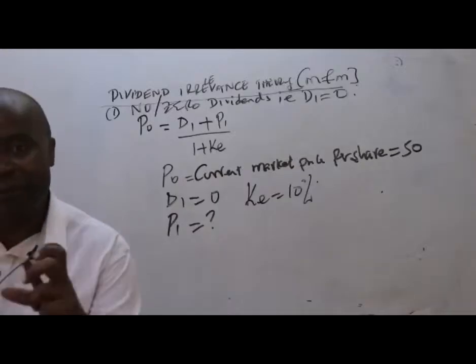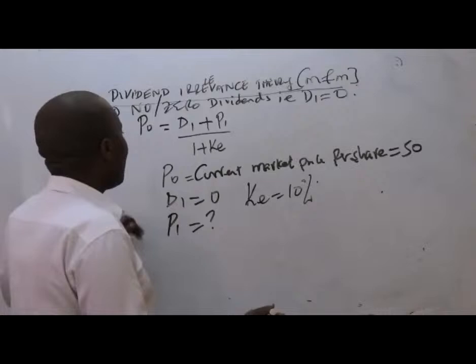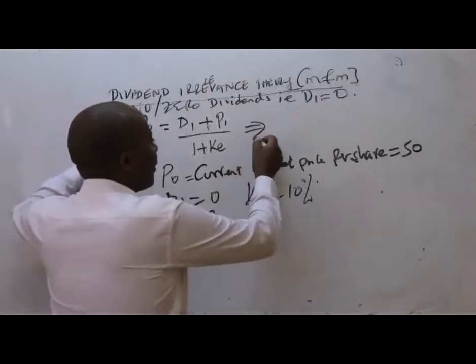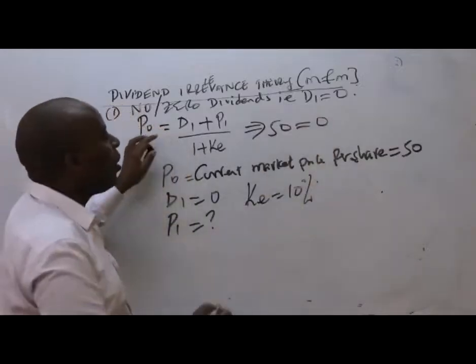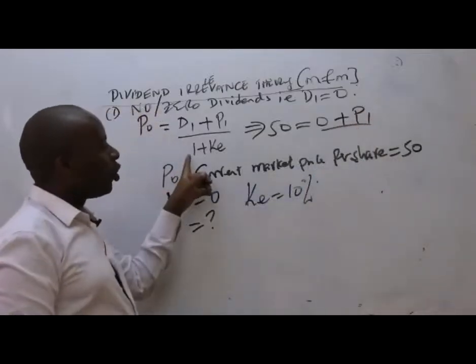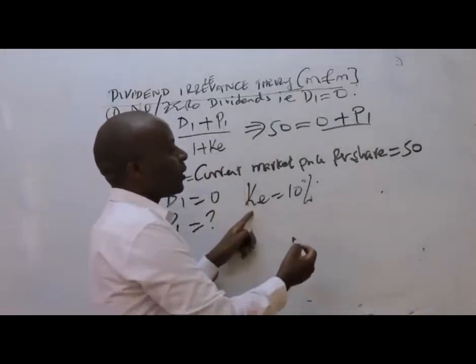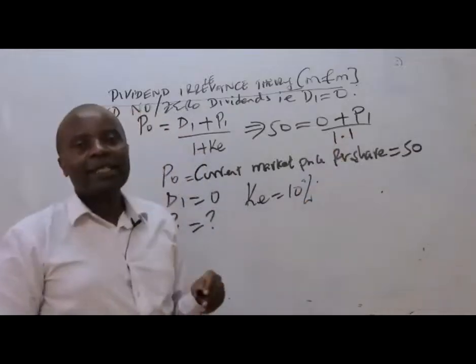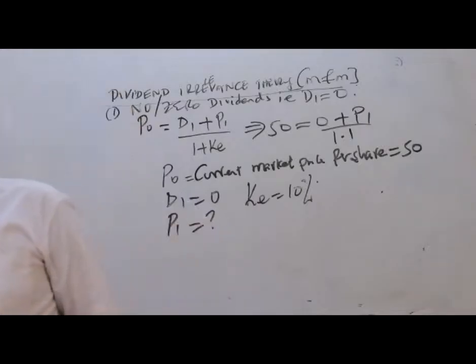So is there somebody who can make some rearrangements there? In this case, our P0 is 50, which will be equal to D1, that is 0, plus P1, which we do not really know the value of at the moment, all over 1 plus KE, cost of equity, which is 10%. So 1 plus 10% is the same as 1.1.